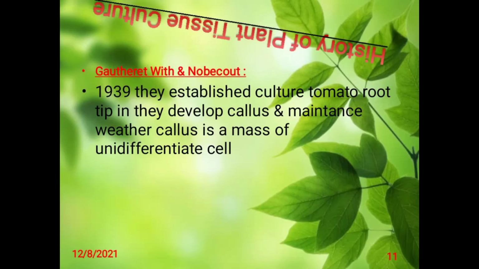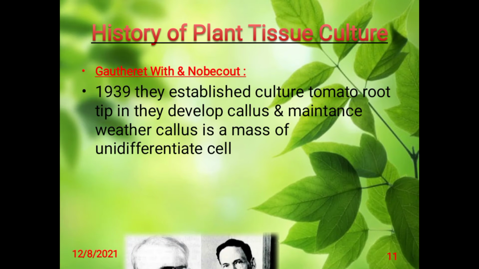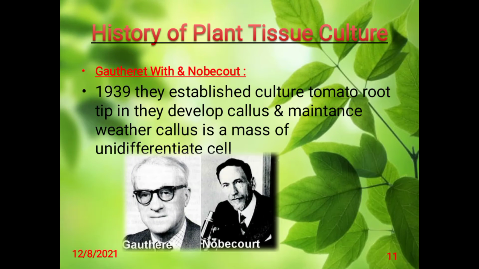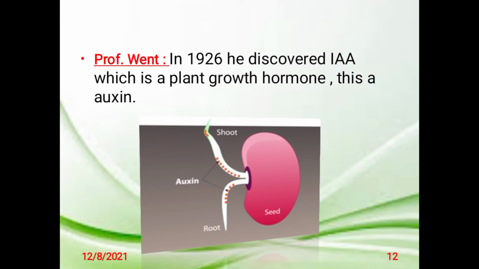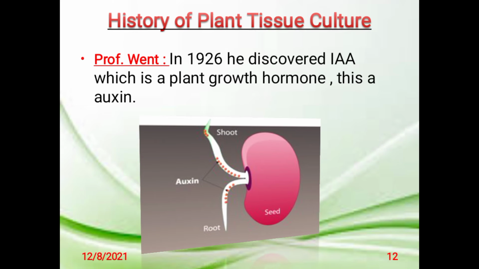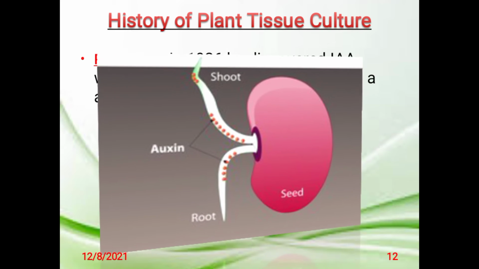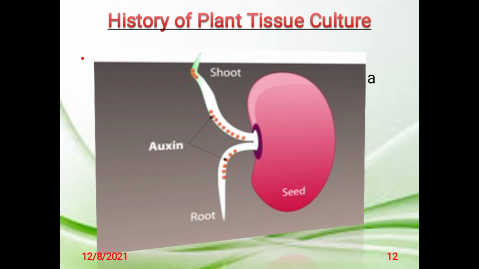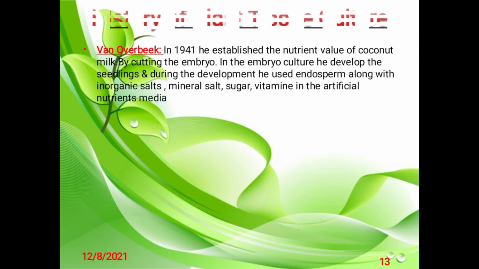Next is Gautheret, Nobécourt and Went. In 1939, they established cultures of tomato root tip, they developed callus and maintained it, where callus is a mass of undifferentiated cells. Next is Professor Went. In 1926, he discovered IAA, meaning indole acetic acid, which is a plant growth hormone. This is auxin. This picture is the auxin picture.